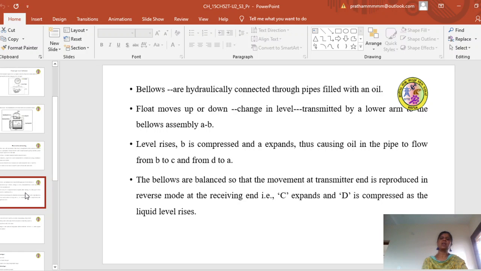That is what the C expands. When B compresses, C expands, and again D is compressed. So the liquid level rises.